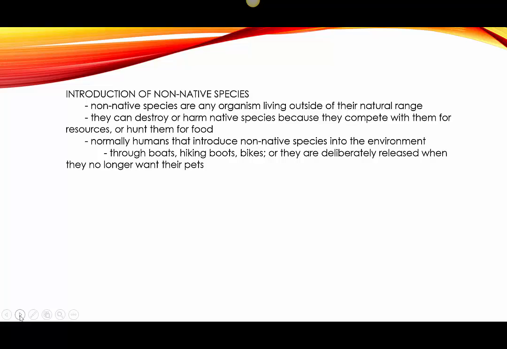The other thing that causes a reduction in biodiversity is the introduction of non-native species. So non-native species are any organism living outside their natural range, and they can destroy and harm native species because they compete with them for resources or hunt them for food. Many non-native species are so common to us that we don't realize that they are not naturally occurring. A good example of this is the honeybee, which is not native to BC.